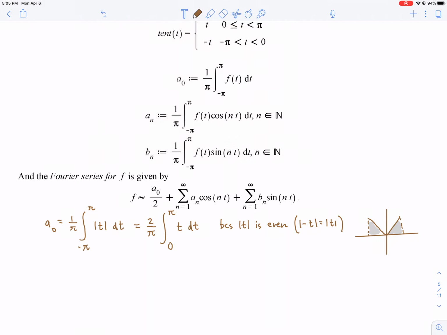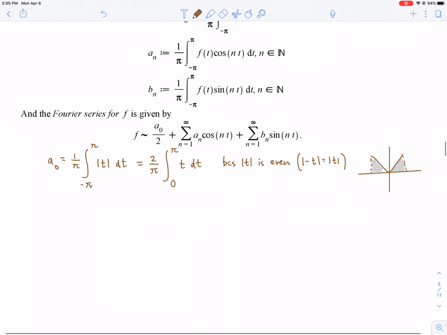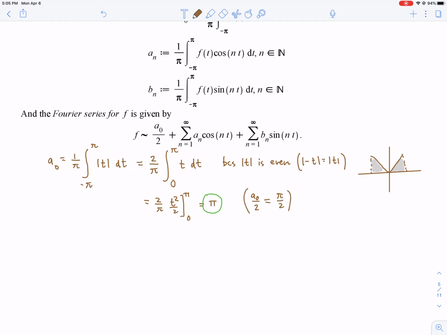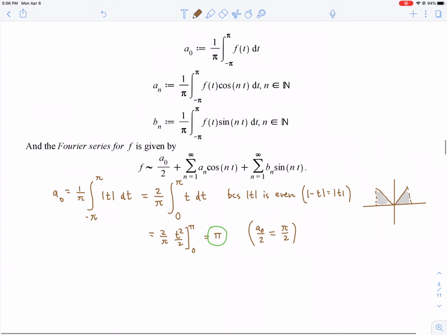And of course, you can prove that analytically using substitution instead of just drawing a picture. All right, so given that, we get 2 over pi, t squared over 2, from 0 to pi. The 2's cancel. The pi squared over pi is just pi. So I get pi. And remember I said a naught over 2 is the average value. That'll be pi over 2. And that's clear because the function f of t equals t, as you go from 0 to pi, ranges linearly from 0 to pi, and the average value will be pi halves.